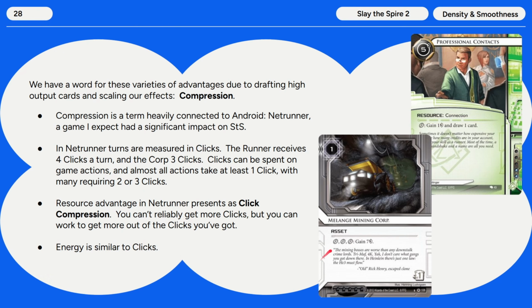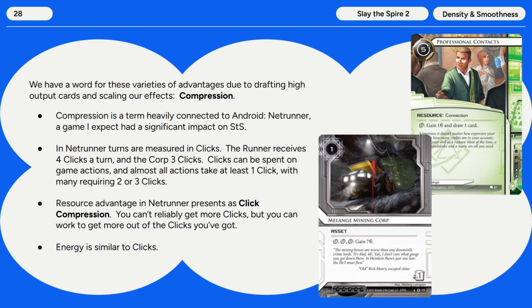But what it says is click, click, click, gain 7 credits. And so again, just like with Professional Contacts, the corp also has the ability to spend 1 click for 1 credit. What's this one saying? Well, instead of getting click, click, click for 3 credits, you can get 7. So it's giving you more than double the amount of compression. All of these clicks are now worth 2.3 credits instead of the regular 1.